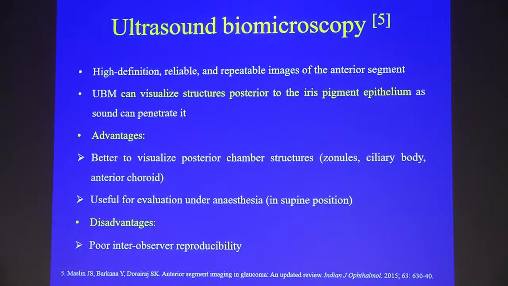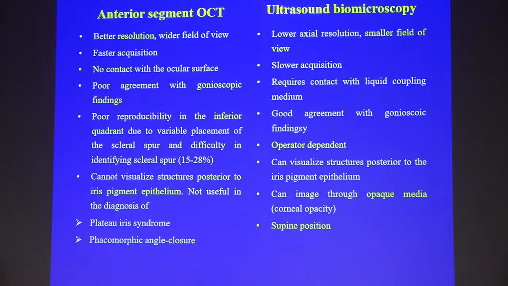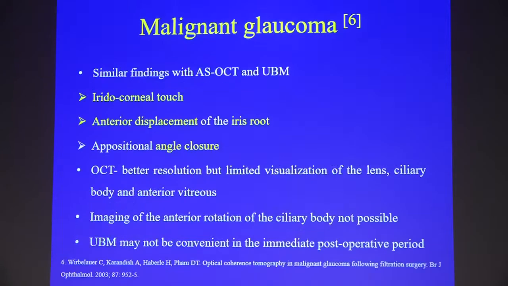Ultrasound biomicroscopy, again, has been spoken about by Dr. Mega very well. So I'll just say the advantages: better to visualize posterior chamber structures like the zonule, ciliary body and anterior choroid, and useful for evaluation under anesthesia. Disadvantages: poor intra-observer reproducibility. As for anterior segment OCT versus ultrasound biomicroscopy, I don't think I'll go into this because you have heard all this from the previous speakers. I'll come straight to malignant glaucoma.